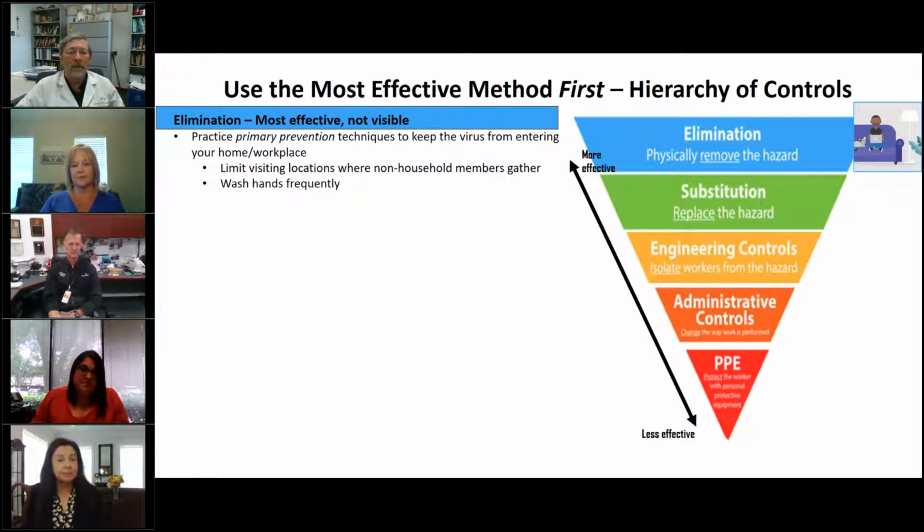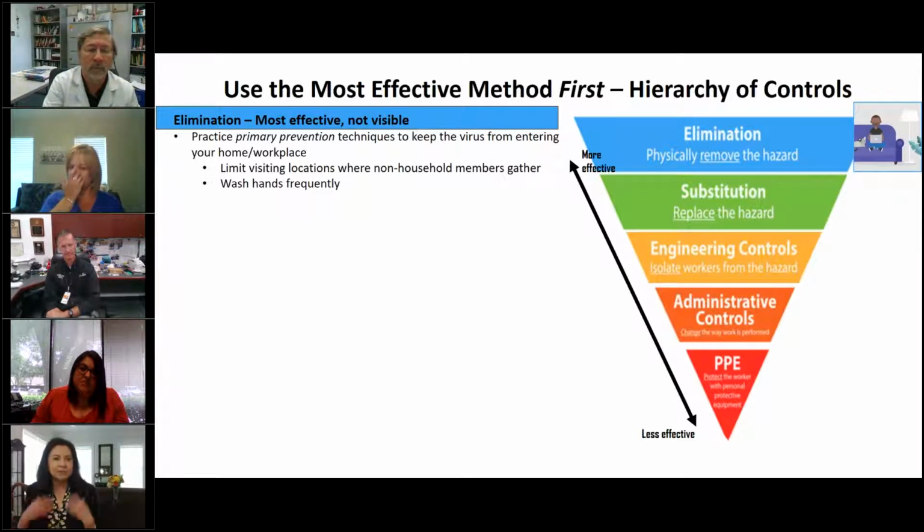Elimination, this is the most effective method, and it's not really all that visible. Everything else, especially masks and PPE, gets a lot of attention because it's really visible out in the public. But elimination: keep the virus from entering your workplace as much as possible. And how do you do that? Well, you practice primary prevention techniques.